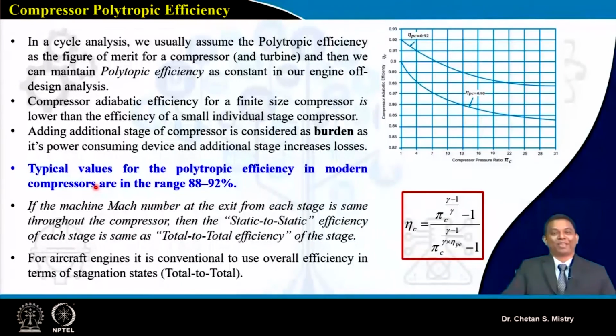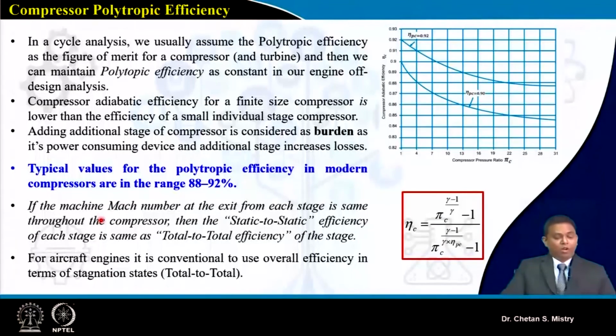It says the typical value of polytropic efficiency as of today for modern compressors ranges from 88% to 92%. You can understand that when we say 92%, it's a big number. We are reaching towards our extreme now.